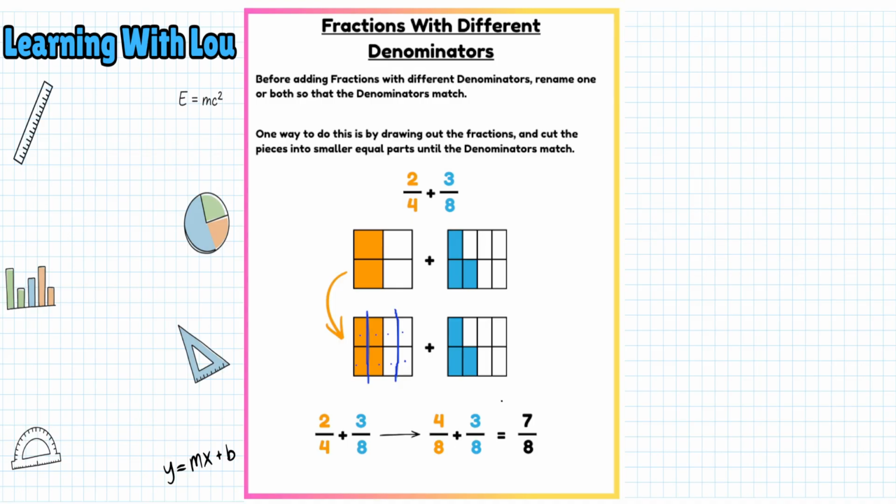And then from here, it's the regular process for adding fractions. You add your numerators, 4 plus 3 is 7, and you keep your same denominator. So 2/4 plus 3/8 was renamed into 4/8 plus 3/8, and that equals 7/8.